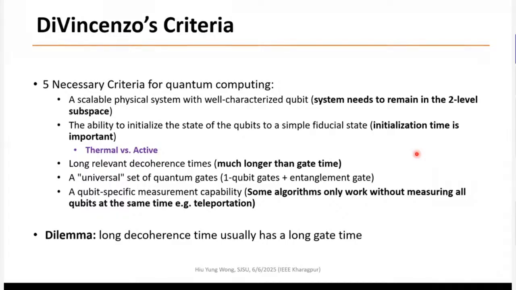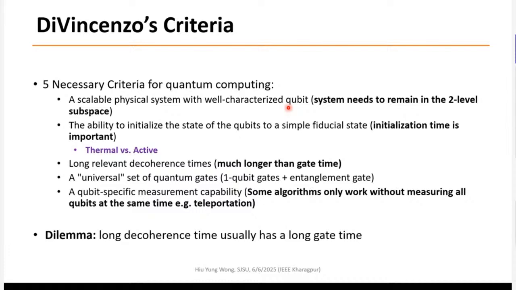I should say it in this way. DiVincenzo had a paper in the late 1990s and talked about the five criteria. First, you need to have a well-characterized qubit. We already said that we have two basis states, 0 and 1, and use them to form the superposition. So of course, I need to have two levels.